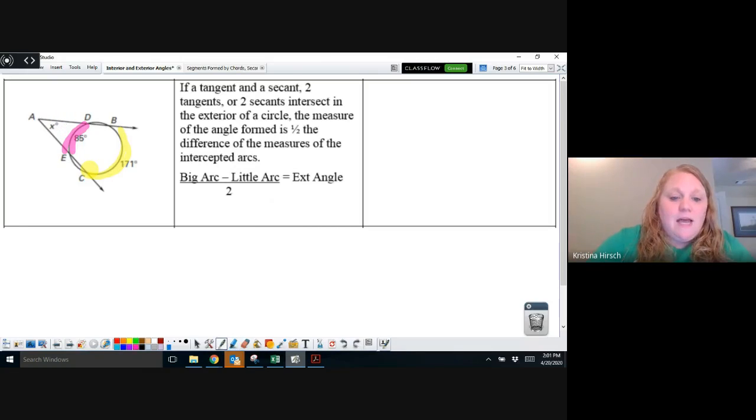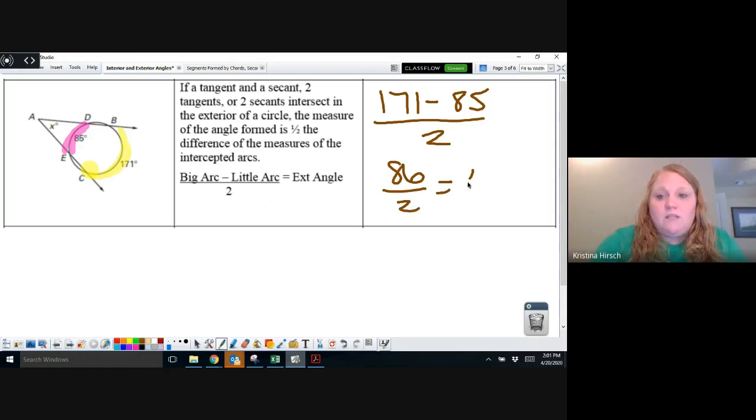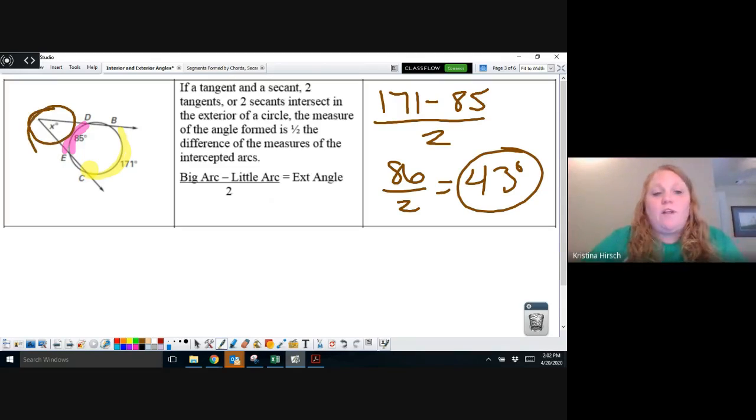So I'm going to say 171 minus 85 divided by 2. So I'm taking the difference. Because I don't want to make a silly mistake, I'm using my calculator, but I get 86 divided by 2, which is 43 degrees. So this angle right here is 43 degrees.